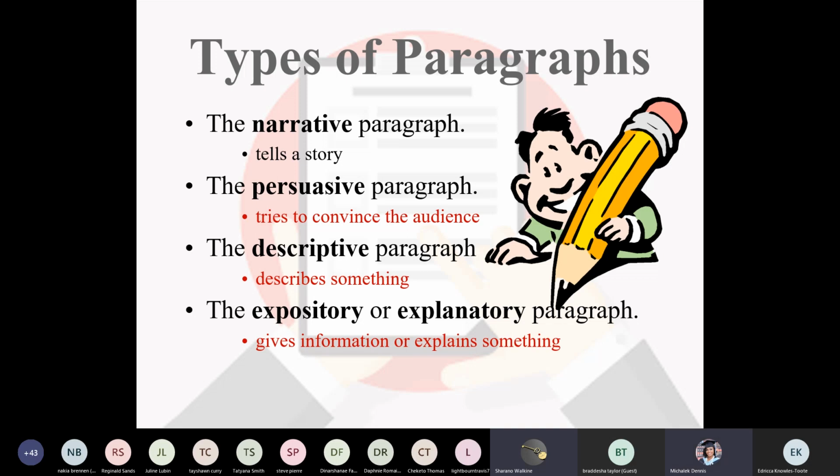So they're saying, Alexis is saying explaining, provides information. Tonique is saying, okay. Excellent job. Excellent job. So it gives information or explains something.